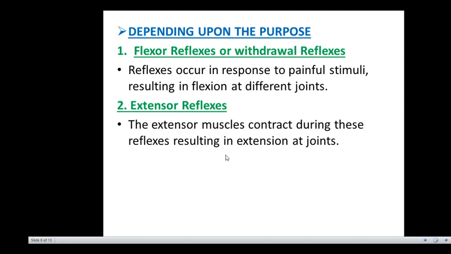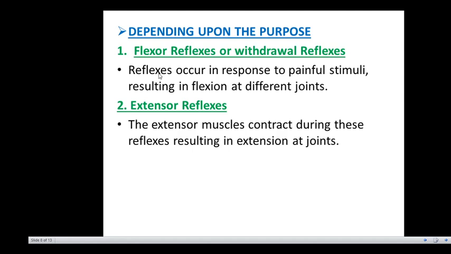Depending upon the purpose, what is the purpose of this reflex? Based on that, it can be classified into flexor reflexes or withdrawal reflexes. Another one, that is the extensor reflexes. Now what do you mean by flexor reflexes or withdrawal reflexes?